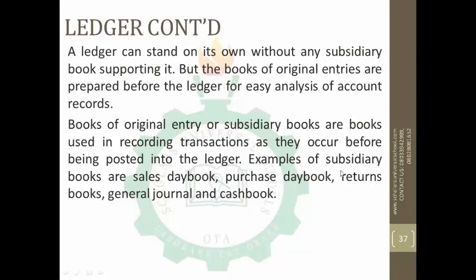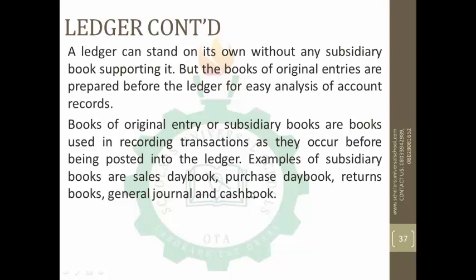Subsidiary books are the same thing as books of original entry, and some set of people call it books of prime entry. Some people call it books of original entry. Some people call it subsidiary books, and at times they could refer to it as journals. And examples of subsidiary books are the sales day book, the purchase day book, return inward, return outward, the general journal, and the cash book.